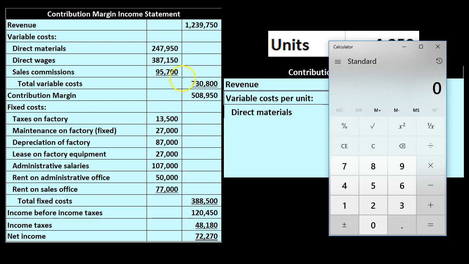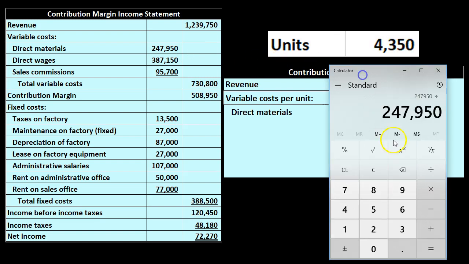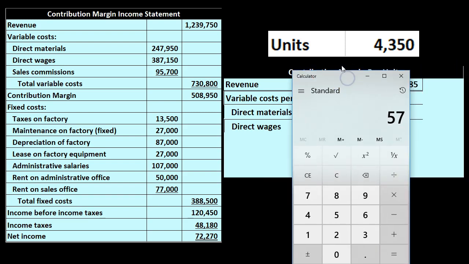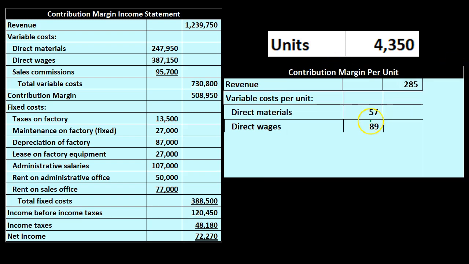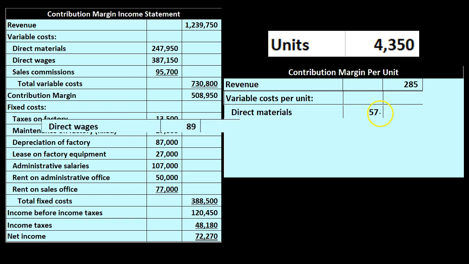We could take the variable cost items and say, all right, this is the 247,950 divided by the number of units, which is 4,350. And that's going to give us the 57. So in this case, we have 57 for the direct materials. We're going to break these costs out by behavior, and we'll talk more in depth about this type of behavior, variable and fixed. But see, this is going to give us a benefit.